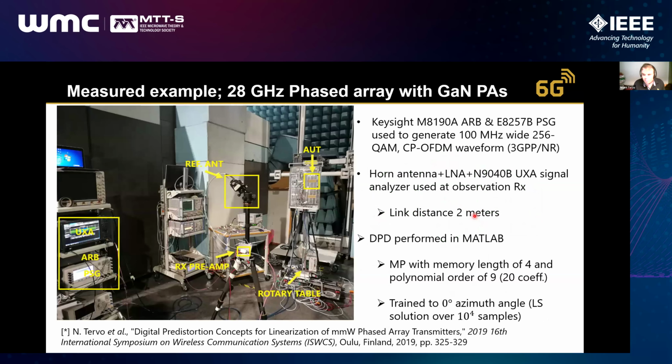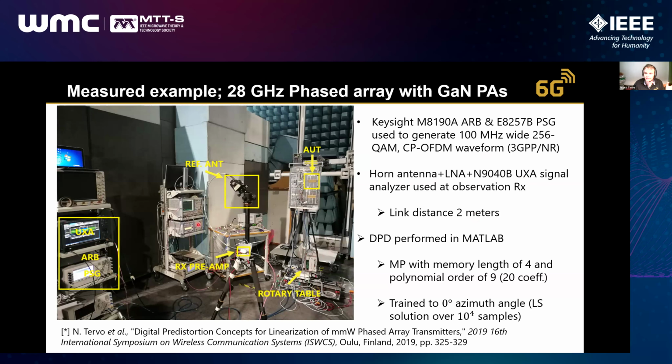Okay, we have done a lot of work on these things in the past, and there's also plenty of other good work from different universities all over the world. I picked here just a few examples. So this is one paper where we actually demonstrated this kind of over the air linearization in 2019. Here we had a 28 gigahertz phased array transceiver. There are 16 gallium nitride PAs under the antennas. And we just put that in the lab and placed it on the rotary table.